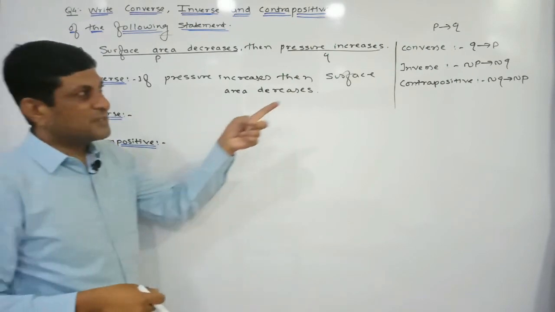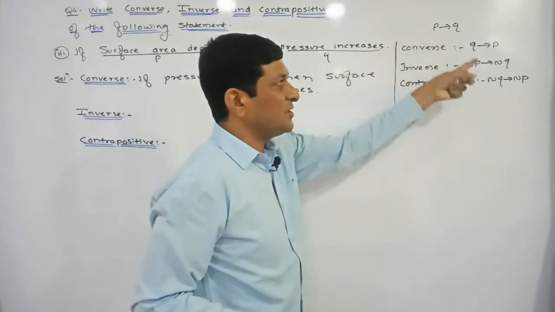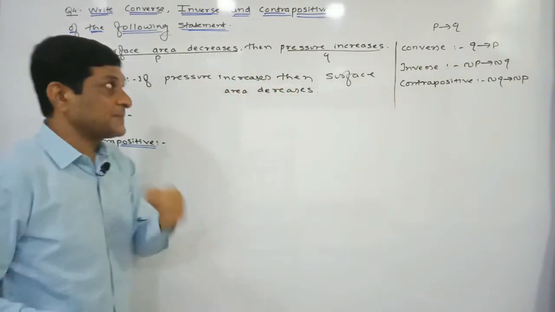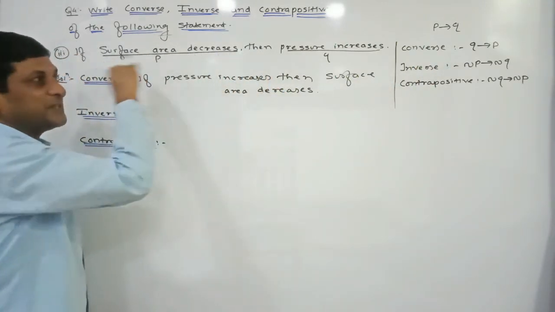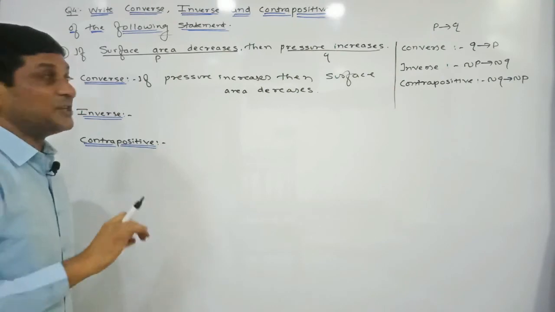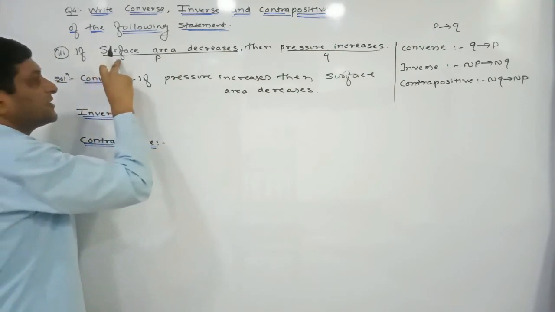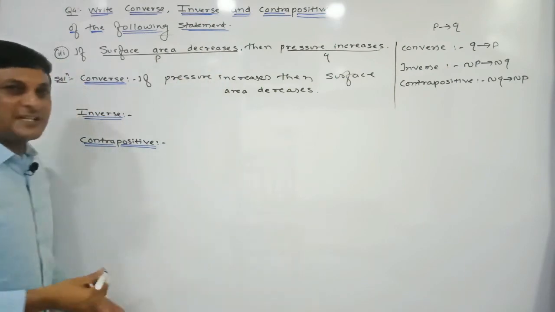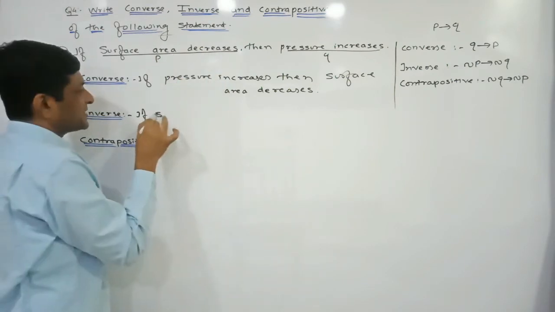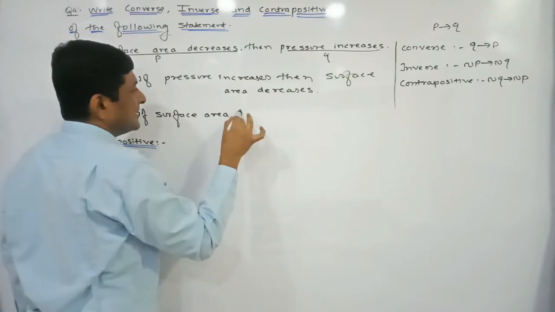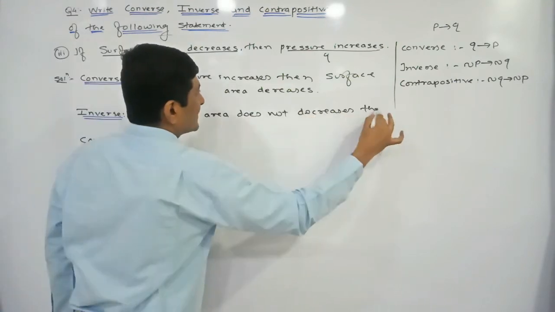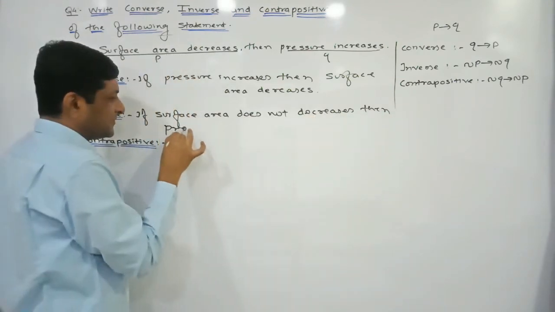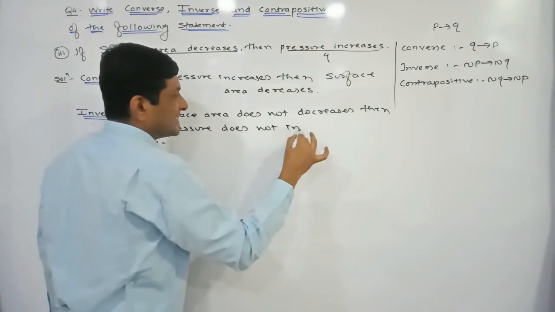Now whatever the statement given to us, use negation in both the parts to find out its inverse. So in both the parts, we are using negation. What result will we get? If surface area does not decrease, then the pressure does not increase.